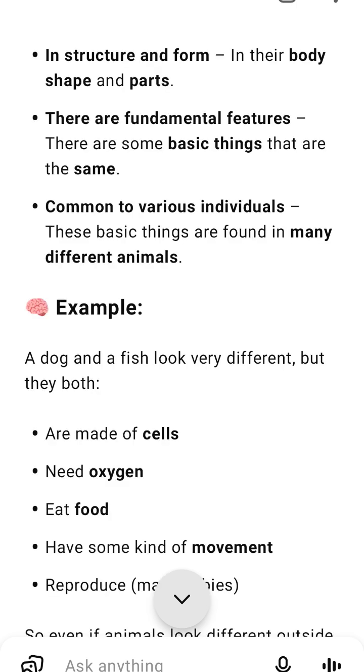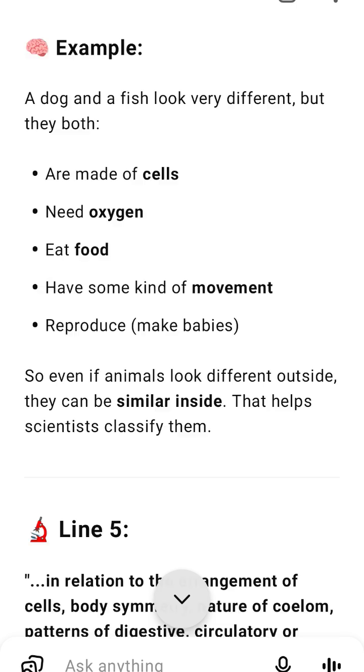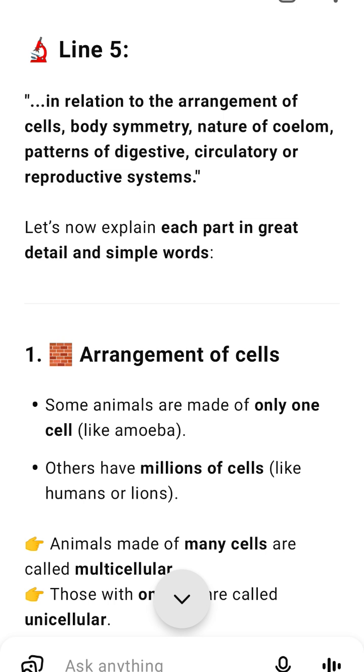How do we classify animals? What do we look at? Scientists don't classify animals by color or size. They look at how their bodies are made and how they work inside. Here are the 6 main things they look at. These are called the basis of classification.